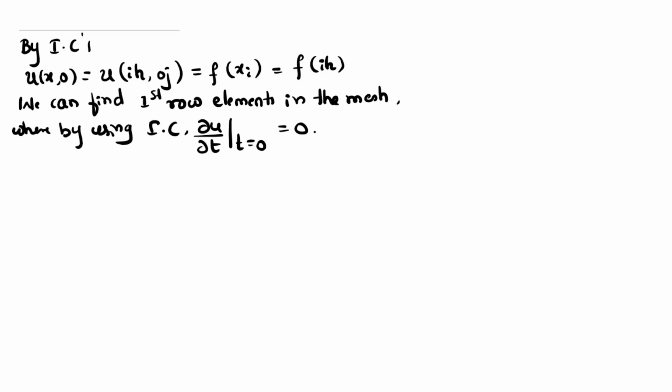And lastly, we have found that the first column and last column elements are 0 by using the given boundary conditions. Then by the initial conditions we find the row elements, substituting the values in the given differential equation, and then the remaining values of the mesh can be found.